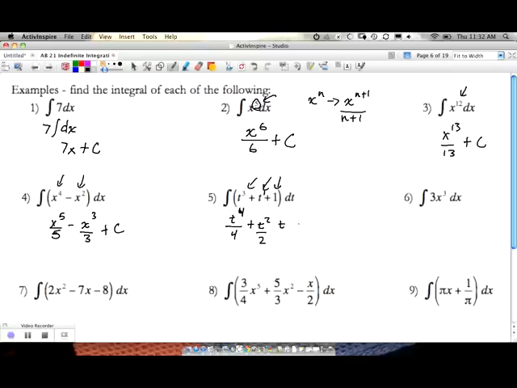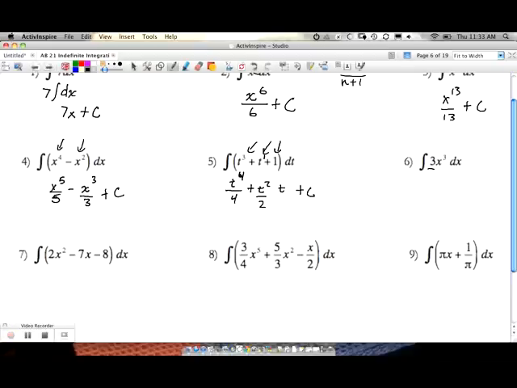For this next one, we have a little bit of a combination. We have a constant and x to the n. Well, that constant we know is just going to factor out and be tagging along. This x to the third power is going to become x to the fourth over 4, and of course plus c.